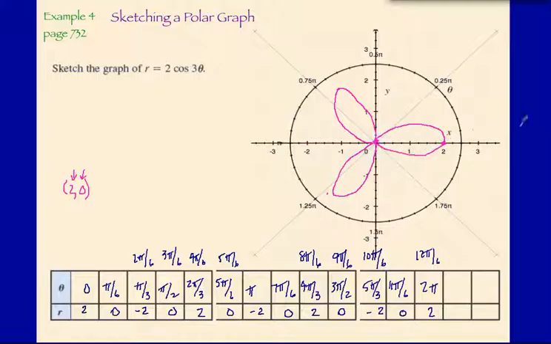Now, it's not quite as beautiful as you might see on your calculator. You can see that going through these other points that we have here would simply retrace this shape again. So that's how you sketch a polar graph. Now, I'm going to pause while I get ready for the next slide.